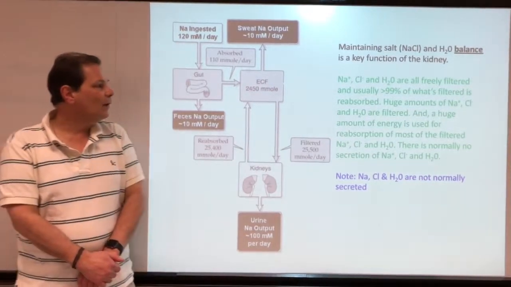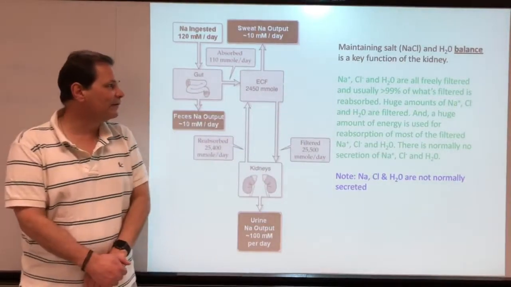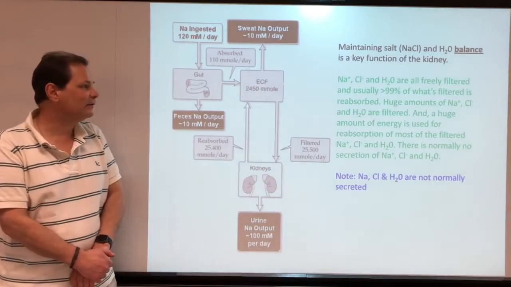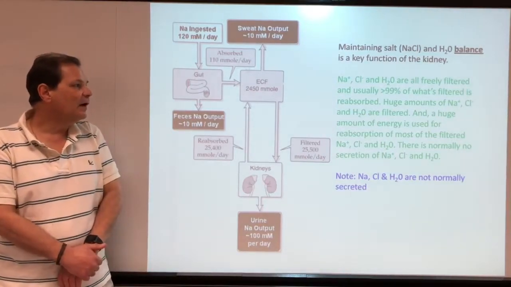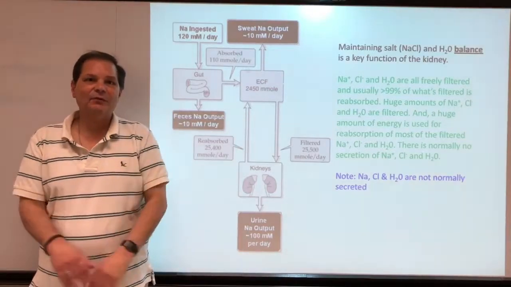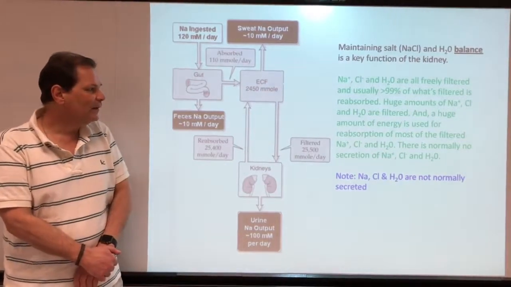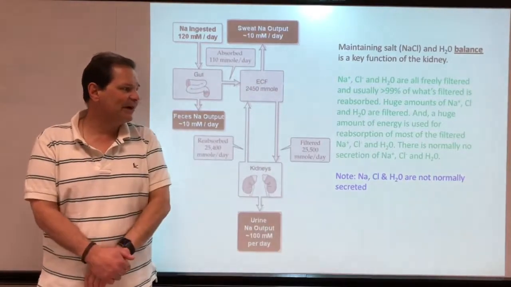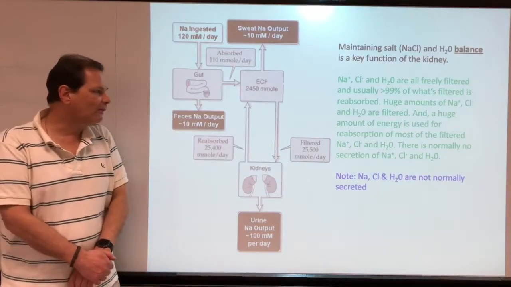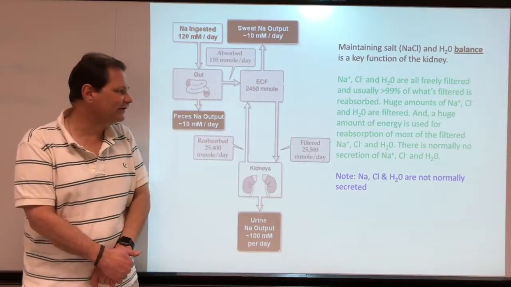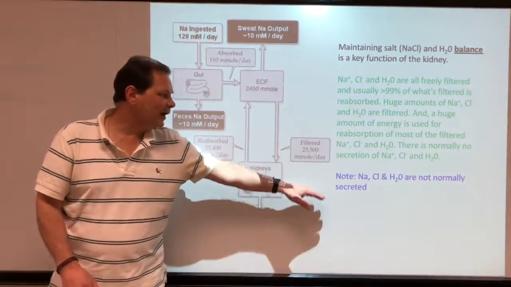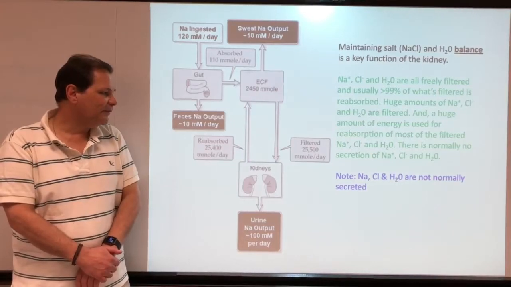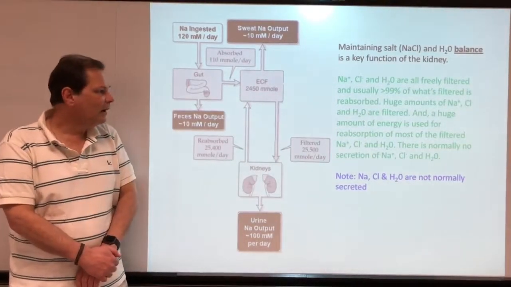So all three of these molecules are freely filtered, and usually the vast majority of what's filtered is reabsorbed, and huge amounts of energy are used to make sure that they get reabsorbed and retained within the system. So when we talk about regulation of the excretion of these things, bear in mind we're talking about a fairly small fraction of the total that the kidney actually sees. These molecules are all normally absorbed and not secreted, okay?